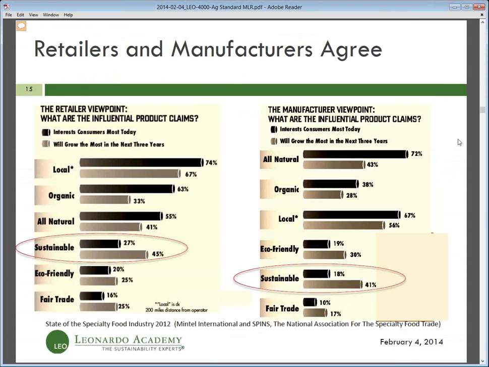And it's not just consumers who are catching on to this trend. Retailers and manufacturers are also understanding what consumers are saying to them. You can see from here that sustainability is ranked in the top 5 interests of consumers today, and interests that will grow the most in the next 3 years.